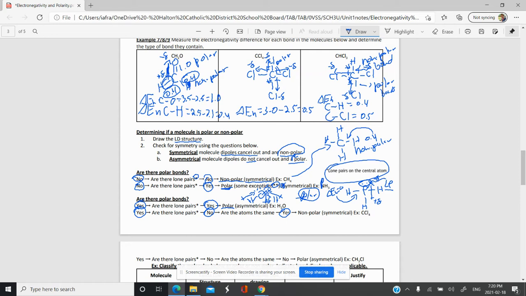So if you look at CCl4 that we drew up here, all the atoms are the same. There are polar bonds, but there's no lone pairs. Because all the atoms are the same, all these dipole vectors from the C-Cl bonds are going to cancel out. So this is going to be a symmetrical shape, and overall this is going to be nonpolar.